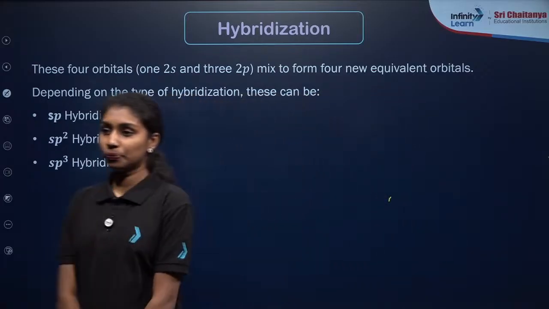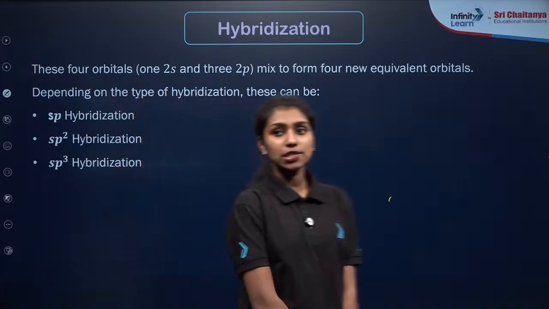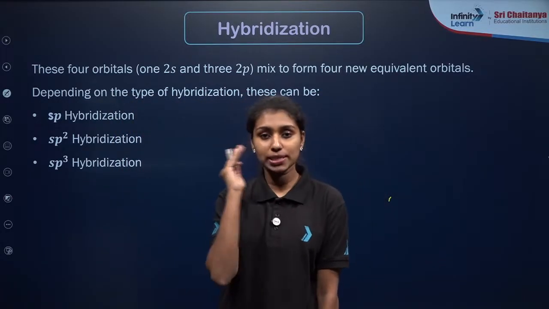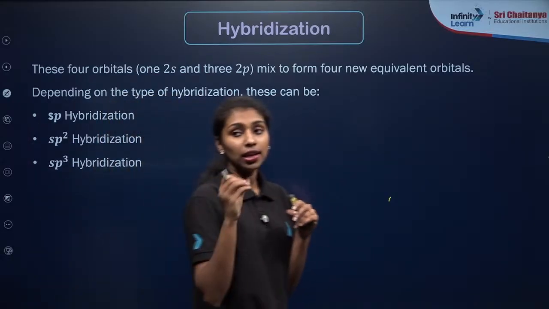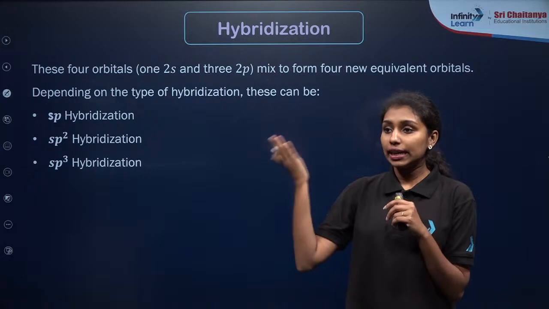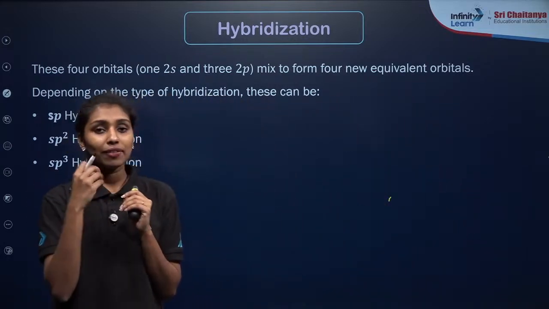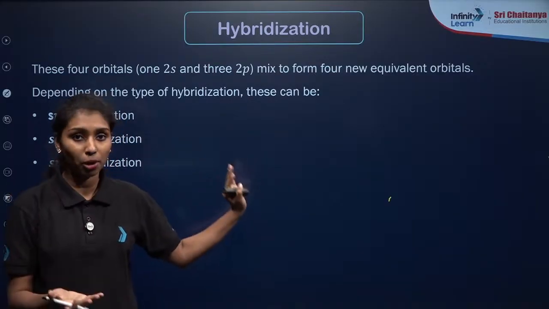Is that clear? So we have already seen in the case of ground state as well as excited state of carbon, right? There will be 1s, 2s and 2p orbitals. Depending upon our requirement, it will go to the vacant orbitals, right? So what we are observing here is that the orbitals having almost the same energy will combine to form new hybrid orbitals.